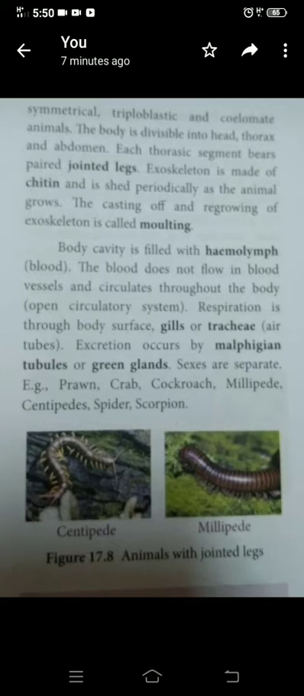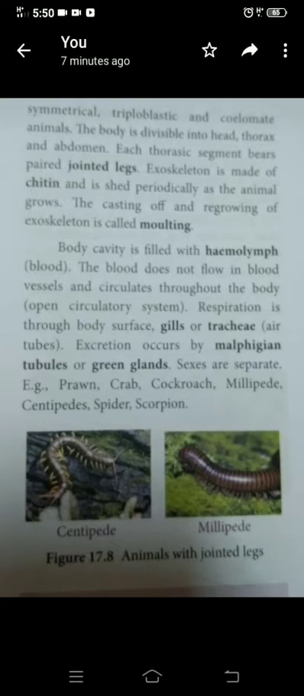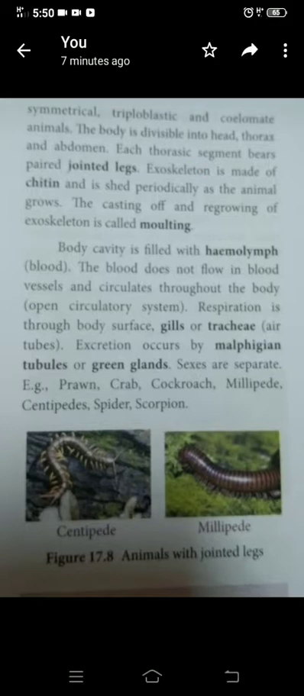The exoskeleton is made up of chitin. Chitin is an outer skeleton. Exoskeleton means outer skeleton. Instead of calcium, it is made up of a material called chitin.